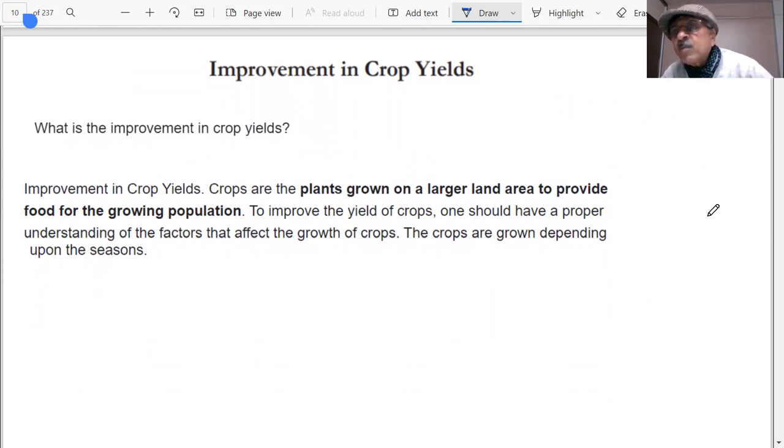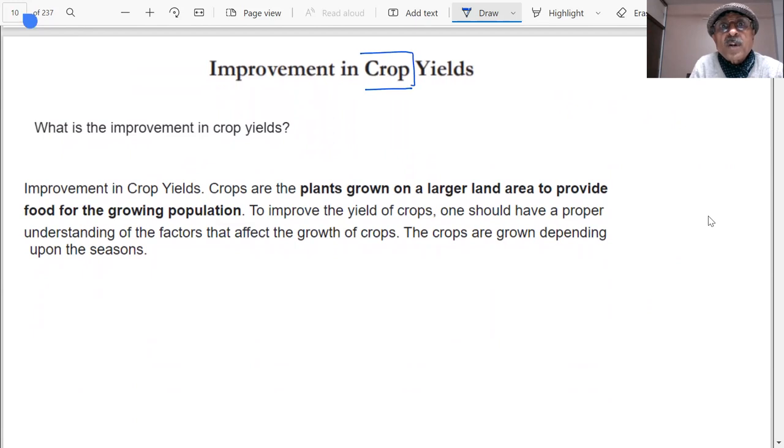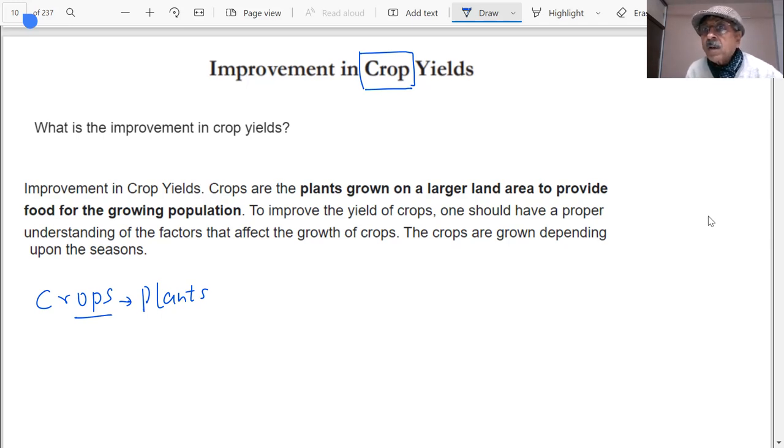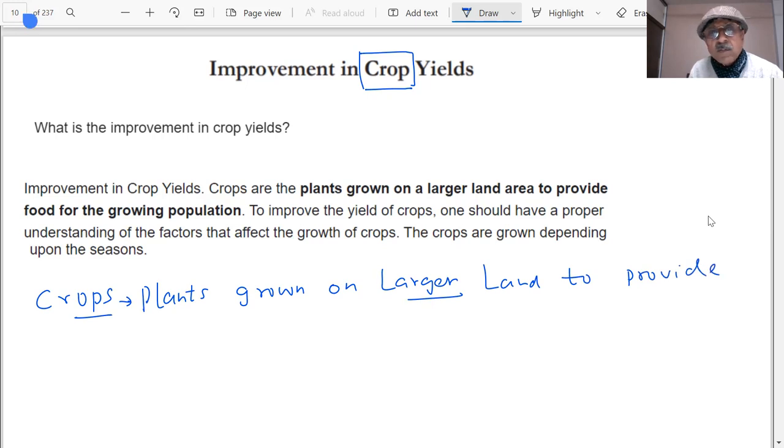The question is, what are crops, students? I'm saying increase the crop yield. Tell me, what do you mean by crop? What is a crop? The plants which are grown. Plants grown on larger land area to provide food. They are plants. But what type of plants? There are plants which do not give you food. There are plants also which are grown on a larger land. Why will you grow anything on a larger land? To provide food. So food will come from where? Crops.